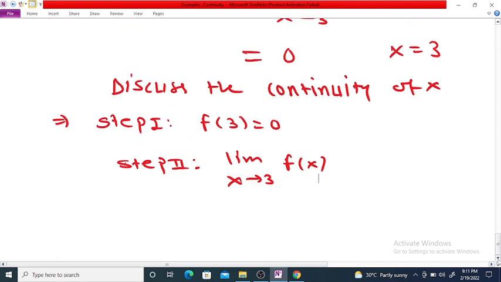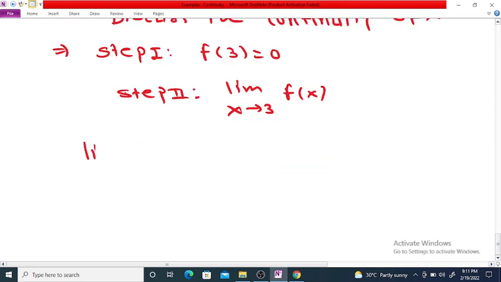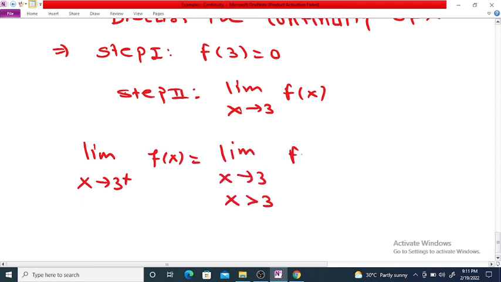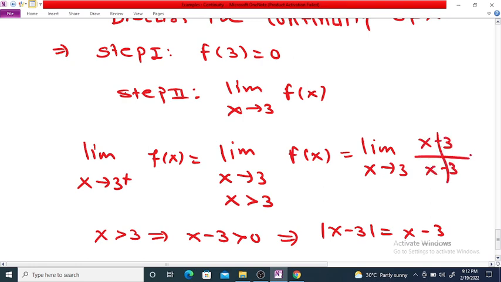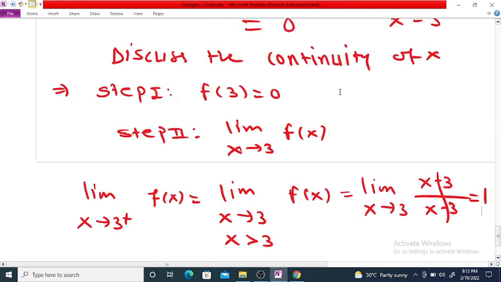at x equal to 3. So the limit as x tends to 3 plus of f(x) is equal to the limit as x tends to 3 with x greater than 3 of f(x). Now as x greater than 3 implies x minus 3 is greater than 0, this implies mod of x minus 3 is equal to x minus 3, and therefore this is equal to the limit as x tends to 3 of (x minus 3) divided by (x minus 3). So this will get cancelled here, and the answer is 1. So the right hand limit is 1.